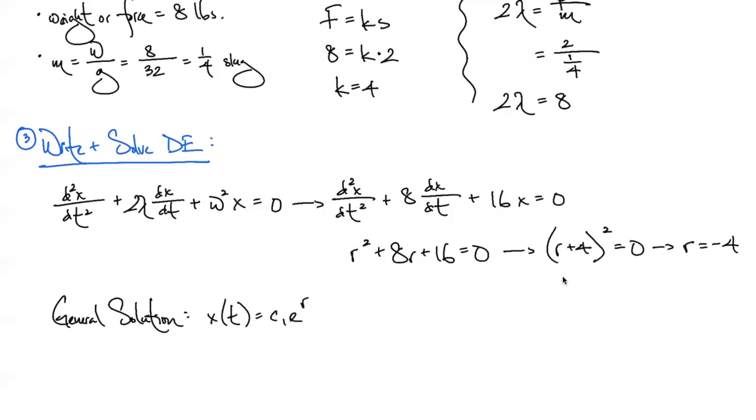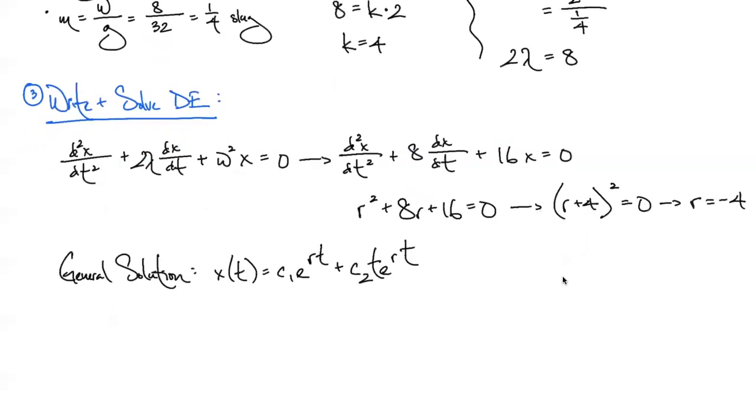C1 e to the rt plus C2, the repeatedness means there's an extra t in there. So real, repeated, we're going to use this form. Now we just plug in our -4. So x of t is C1 e to the -4t plus C2 t e to the -4t.